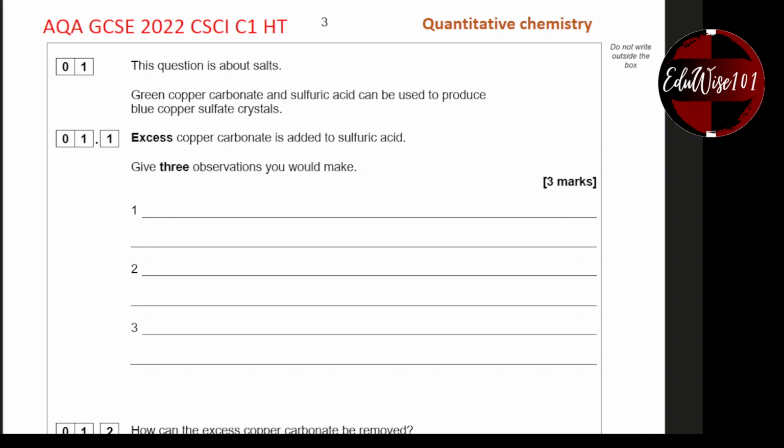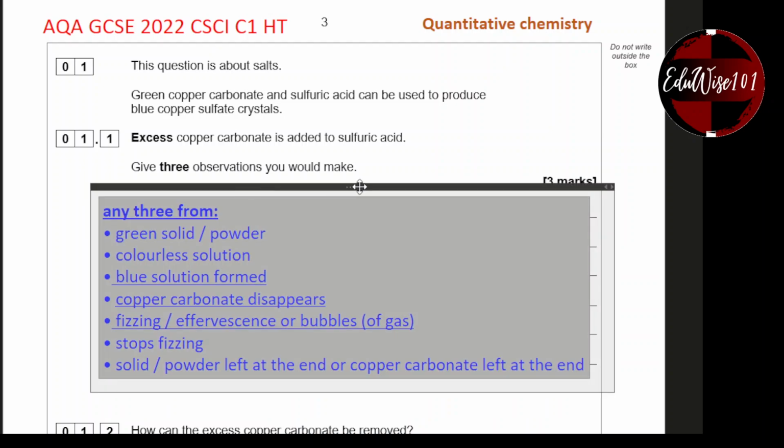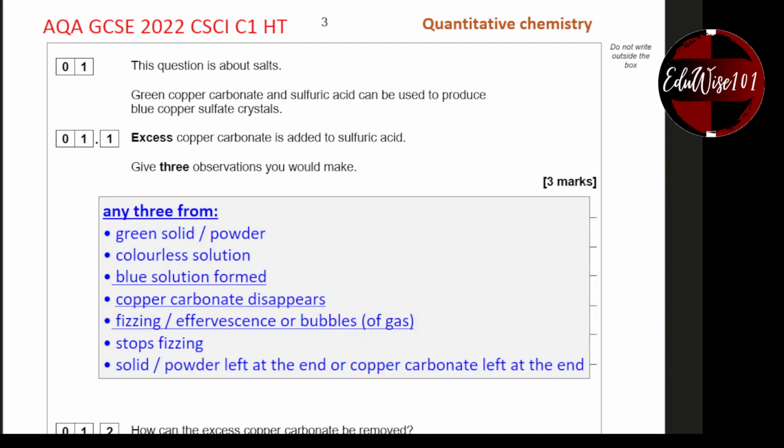Well, before you even add it, you would notice that it's green copper carbonate, the solid or the powder. The sulfuric acid would be a colorless solution. Once the reaction is complete, you would notice that it changes to a blue solution. Now, you're reacting a carbonate with an acid, which means that it should be bubbling as well because it gives out carbon dioxide gas. So here are 3 observations that you can write down, or more than 3. Any 3 from these will be okay.